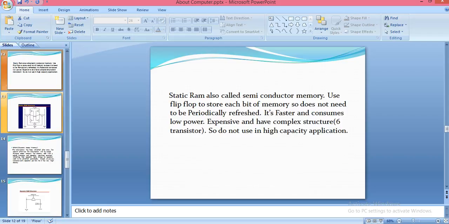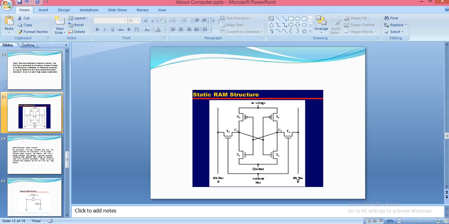Static memory, also called semiconductor memory, uses flip-flop to store a bit of memory, so it doesn't need to be periodically refreshed. It is faster and consumes low power, but is expensive and has a complex structure, so it is not used in high capacity applications. This is the basic structure of static RAM.